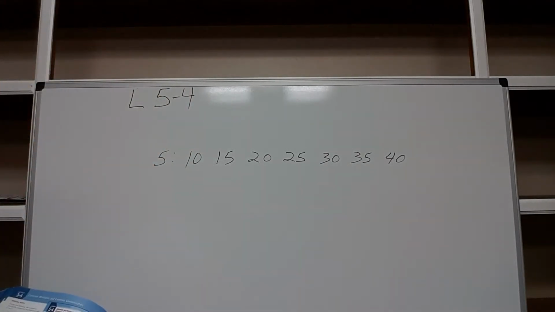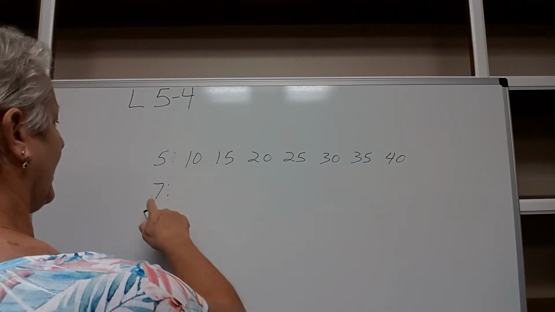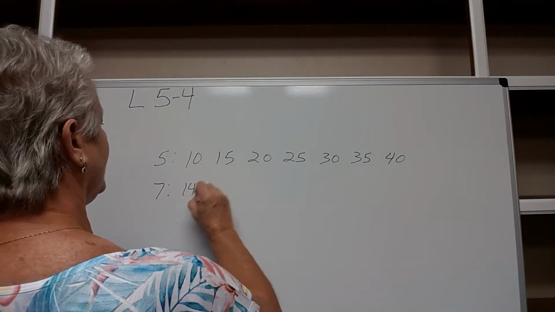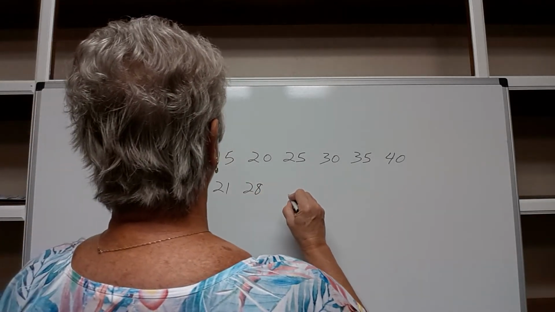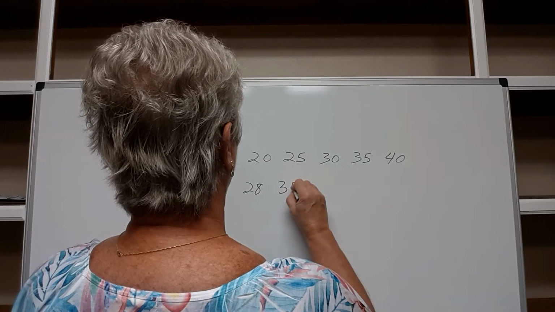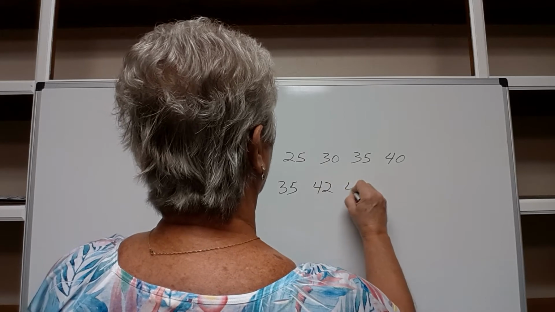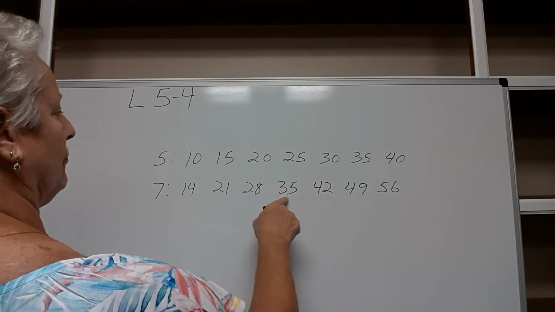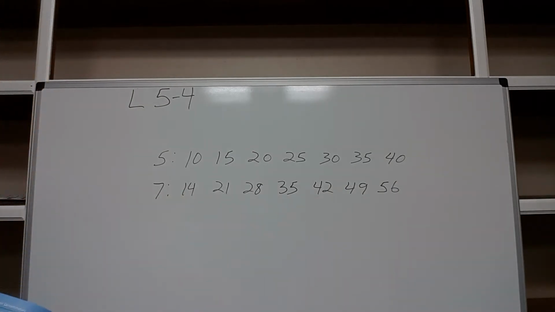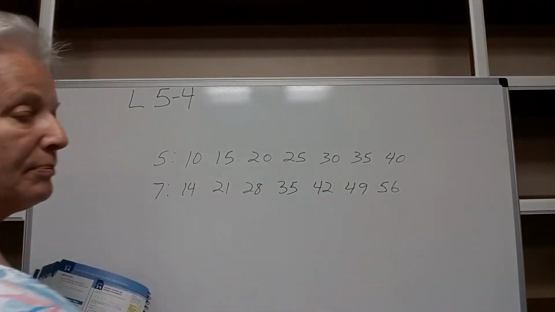Okay, and let's do 7. Again, we're doing multiples of 7. So we have 7, 14, 21, 28, 35, 42, 49, and 56. Those are the 8 multiples of 7.